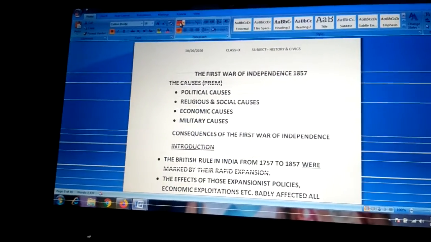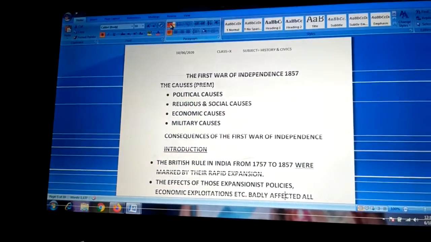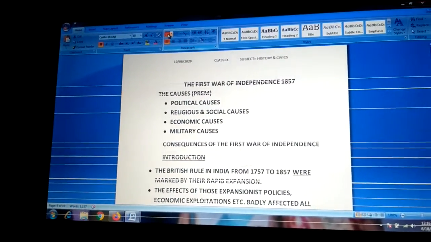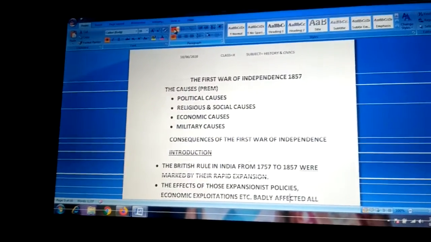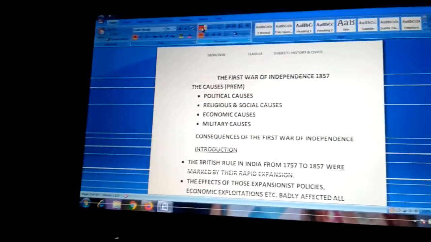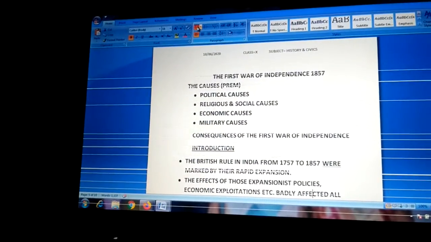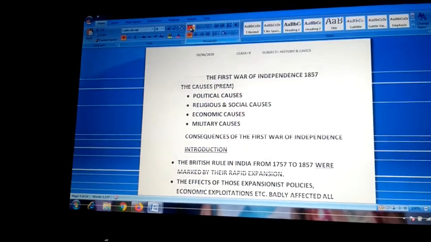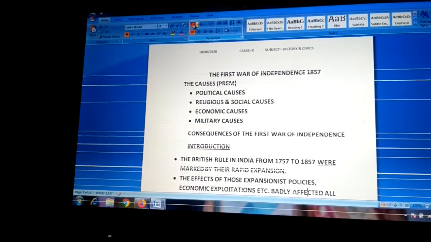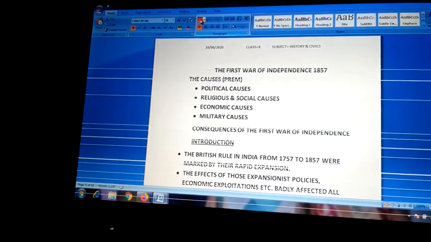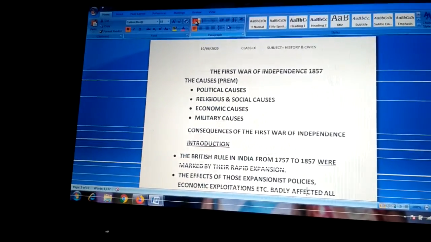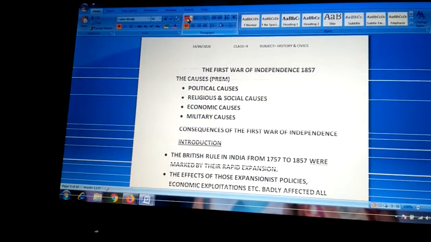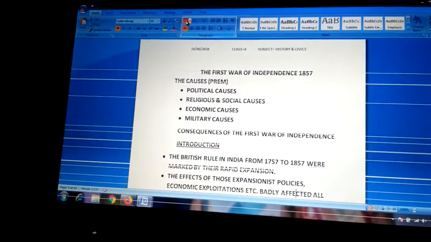From this time, the British captured a major part of India. At that time the East India Company also captured India's major part. So from 1757, from this year, the British started to capture India.